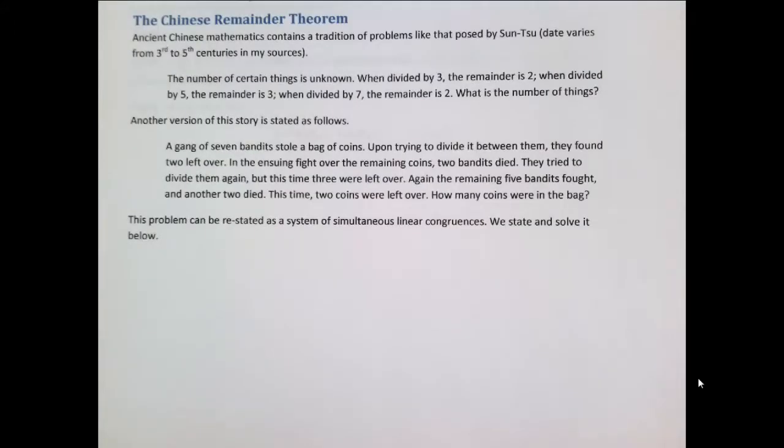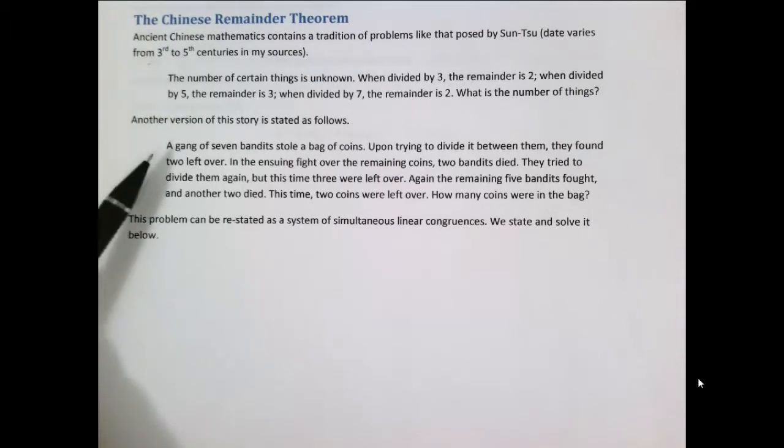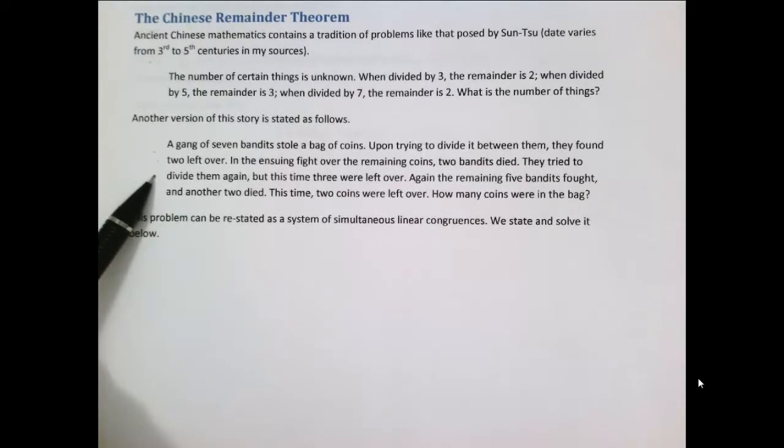There's a related problem and a theorem called the Chinese remainder theorem. My sources indicate a variety of dates for when this question was first found in the ancient Chinese literature, so let's just go direct to the more entertaining of the presentations of the story. A gang of 7 bandits stole a bag of coins. Upon trying to divide it between them, they found 2 left over. In the ensuing fight over the remaining coins, 2 of the bandits died. They tried to divide the coins among them again, but this time there were 3 left over. Once again, the remaining 5 bandits fought, and another 2 of them died. This time 2 coins were left over, and the question is, how many coins are in the bag?